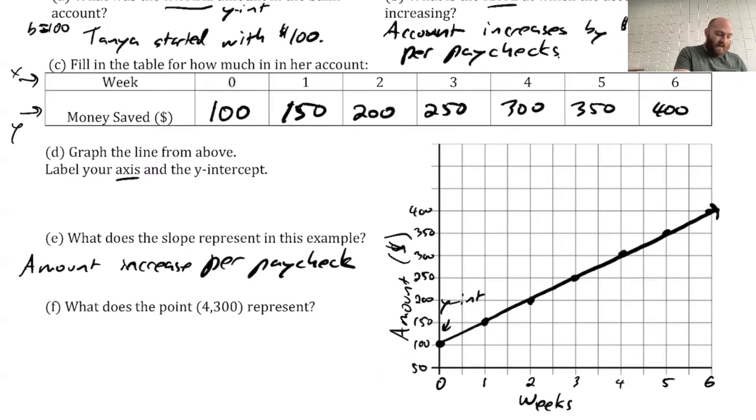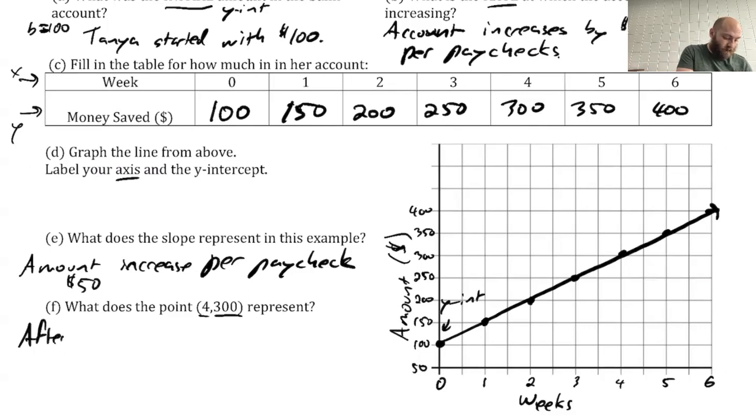Okay, so again, that is $50. So we should say it's increasing $50 per paycheck is the idea. What does the point (4, 300) represent? Okay, so we look at the context. 4 is the number of weeks, 300 is the amount that's in the account.